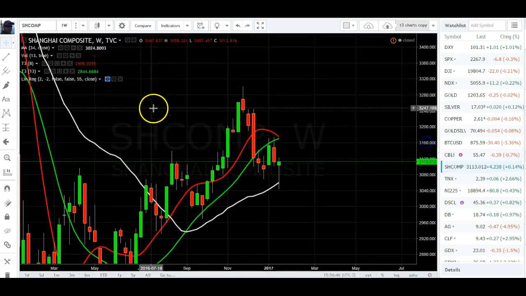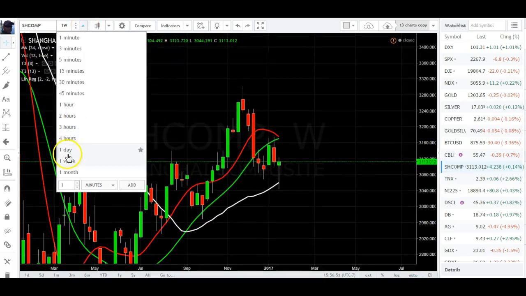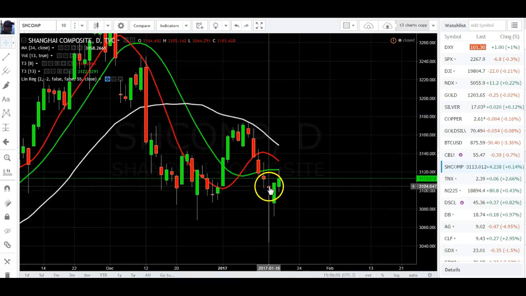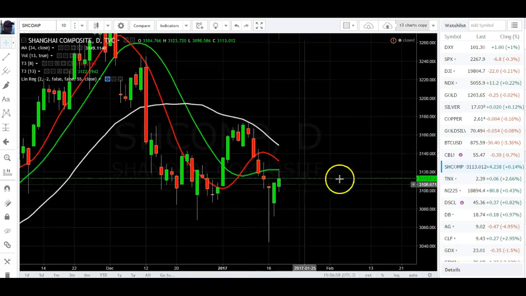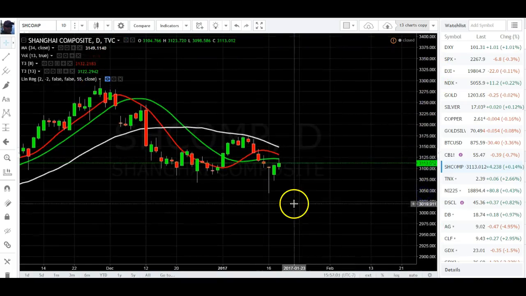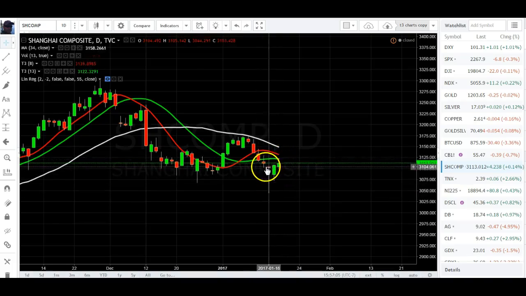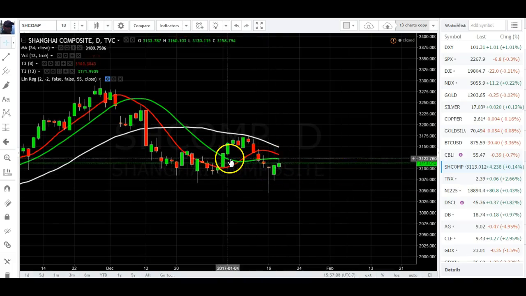Shanghai. Looks like a hammer forming on the weekly. There we go. I think we talked about this yesterday. Confirmation. Did get rejected at resistance though, so I'll have to pay attention. This could easily whipsaw and fail. So far so good. It's confirmed on the upside.